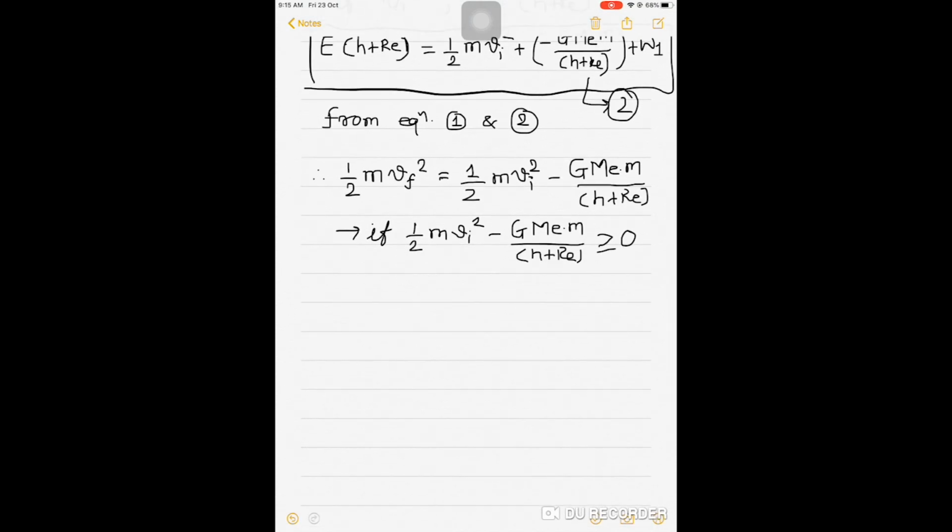So here it is very clear that the minimum value of vi corresponds to the case when the RHS of the above equation number 2 equals 0, and thus the minimum speed required for an object to reach infinity, that is also called escape from the earth, can be written as: 1/2 m vi square, which is the minimum value we need to escape from earth, is equal to G Me m over h plus Re.